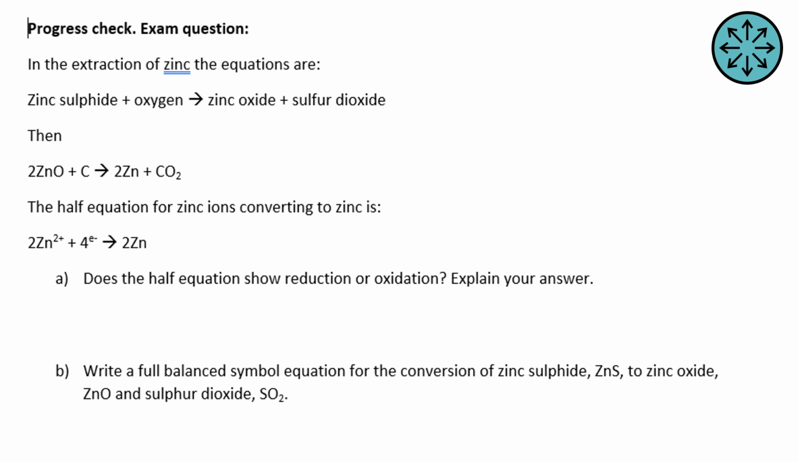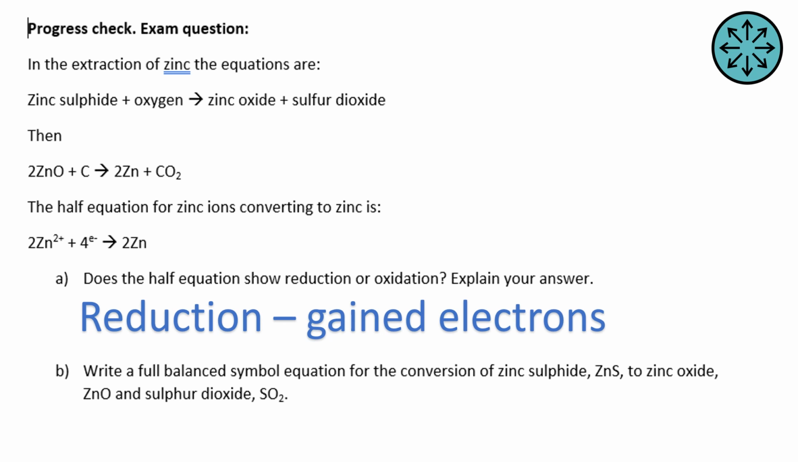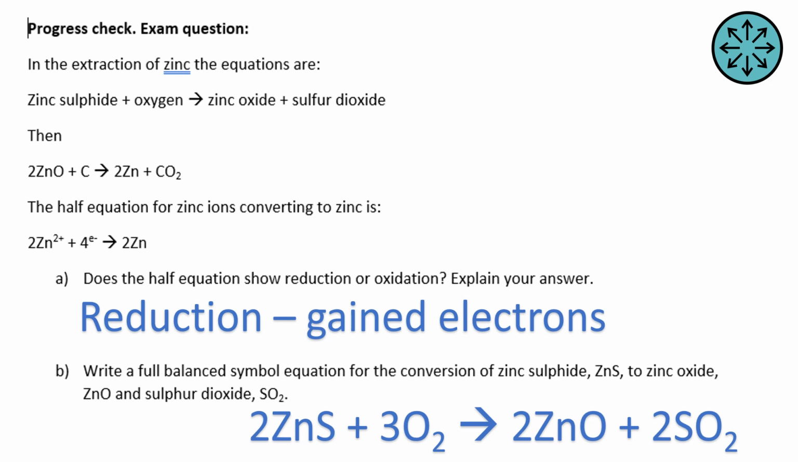So first of all, does the half equation show reduction or oxidation? Looking at the half equation, it's gaining electrons, and so it's showing reduction. And second of all, it asks for a full balanced symbol equation for the conversion of zinc sulfide to zinc oxide and sulfur dioxide. So you're just doing the balanced equation there.